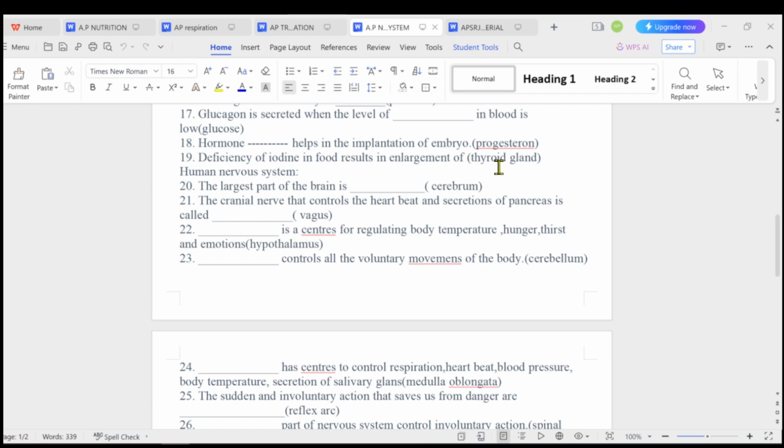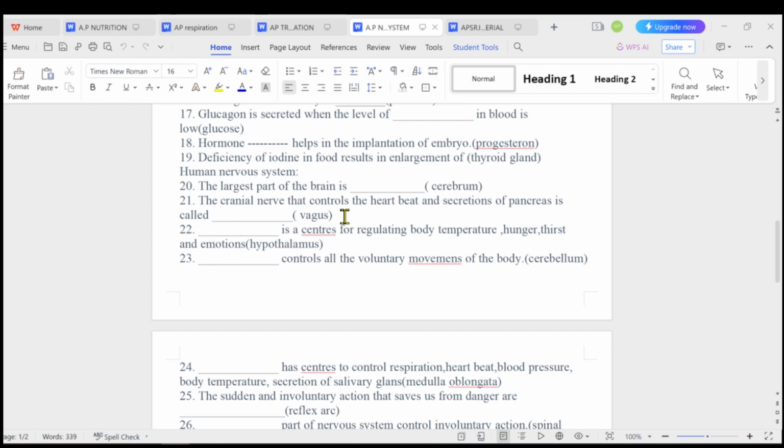Here you might know about the feedback mechanism. Due to this feedback mechanism, our pituitary gland alerts the thyroid gland to secrete thyroxine. If the iodine is less, the thyroid gland is unable to secrete thyroxine. It causes swelling, an enlargement of the neck. So that disease is called goiter, due to enlargement of the thyroid gland. The question is: deficiency of iodine in the food results in enlargement of the thyroid gland.